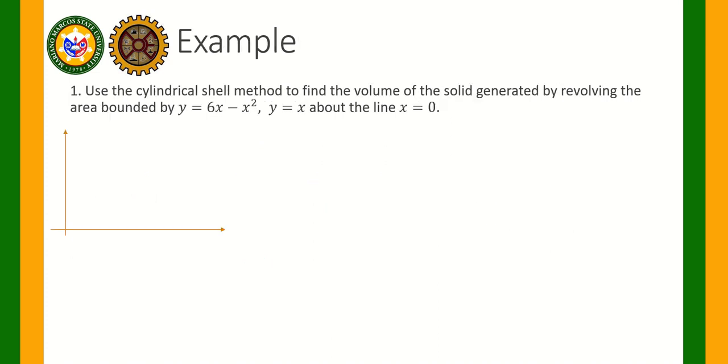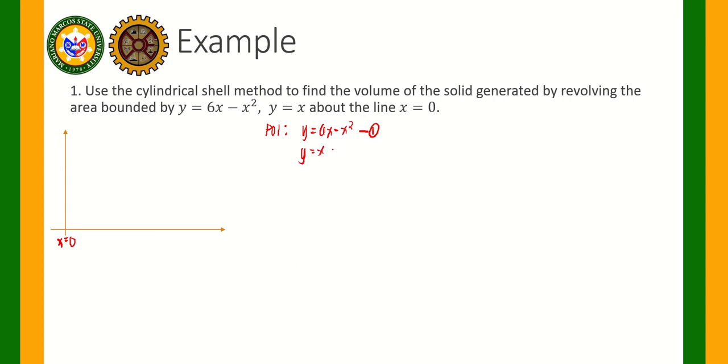Now, let's try an example. So, use the cylindrical shell method to find the volume of the solid generated by revolving the area bounded by y equal to 6x minus x squared, y equal to x, and about the line x equal to 0. So, yung x is equal to 0 natin is this one, si y axis. Now, compute muna natin yung point of intersection nila. So, we have y equal to 6x minus x squared. This is equation 1. Y equal to x.